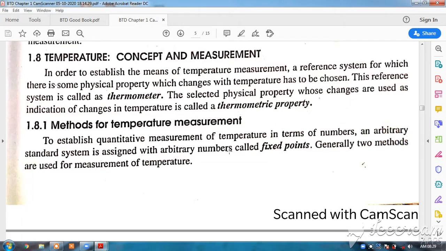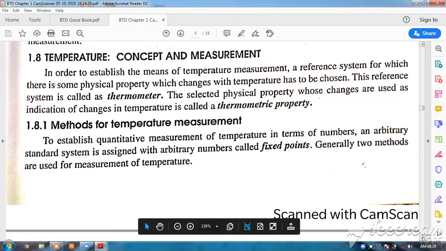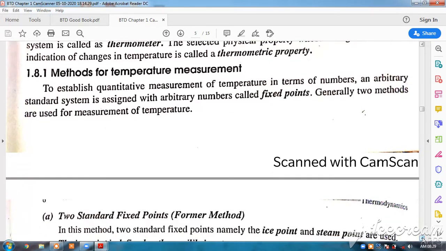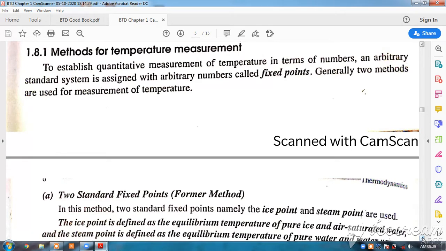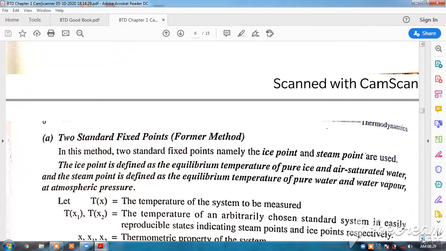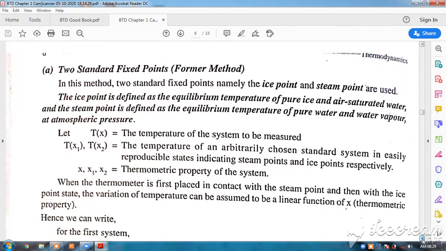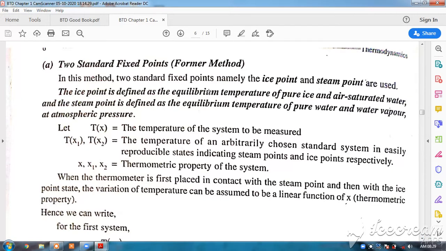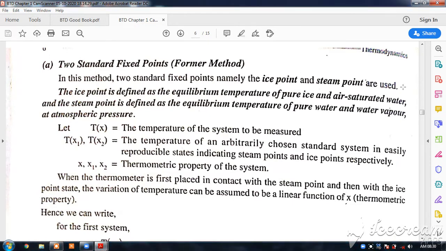To establish quantitative measurement of temperature in terms of numbers, an arbitrary standard system is assigned arbitrary numbers called fixed points. Generally, two methods are used for measurement of temperature. The first is the two standard fixed points method. This method was used earlier, in the beginning, and today we have a different method, but we will study this standard method. In this method, two standard fixed points, namely the ice point and steam point, are used. I was discussing this earlier also.